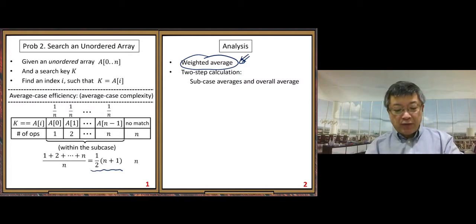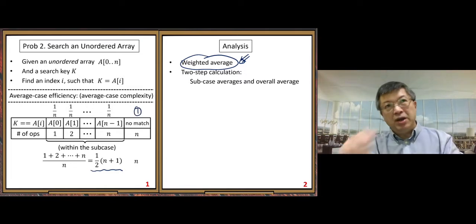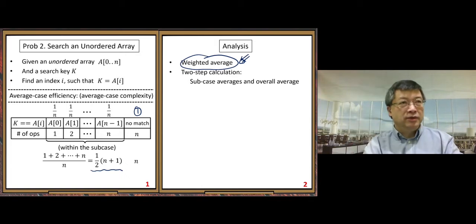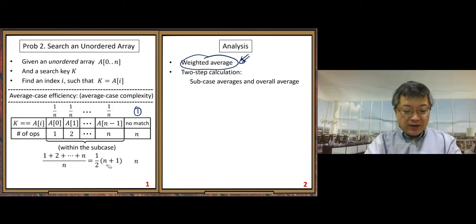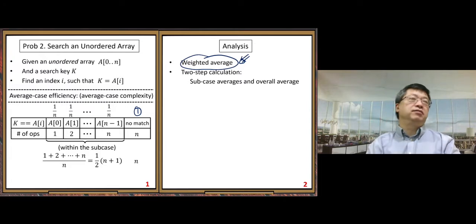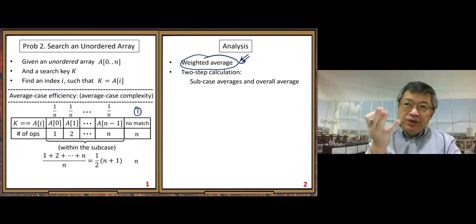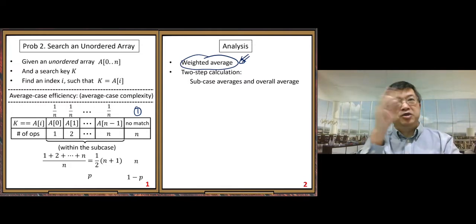The average for the second subcase: because no match, there is only one subcase, one possibility. So that is n comparisons. Now we need to combine these 2 subcases to get the overall answer. When we combine, we need to use our second assumption about probability, that P. The first subcase, based on our second assumption, has probability P. The complement, the no match case, is 1 minus P.